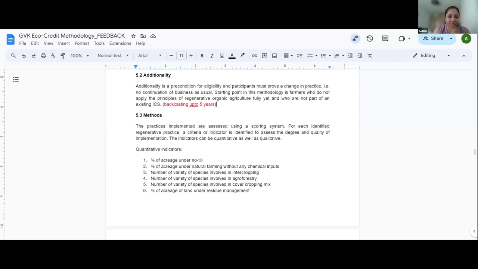And the second question would be here that, in case the farmers are already enrolled in the program, for say in the last 3 years or in the last 5 years, can those farmers also be a part of this credit system? If anyone has any opinion or guidance on this, that'll be great.